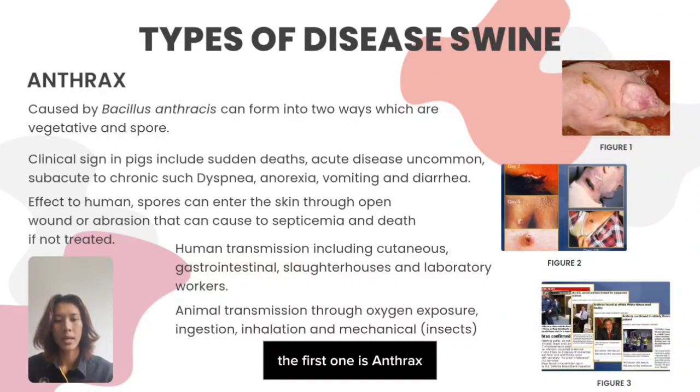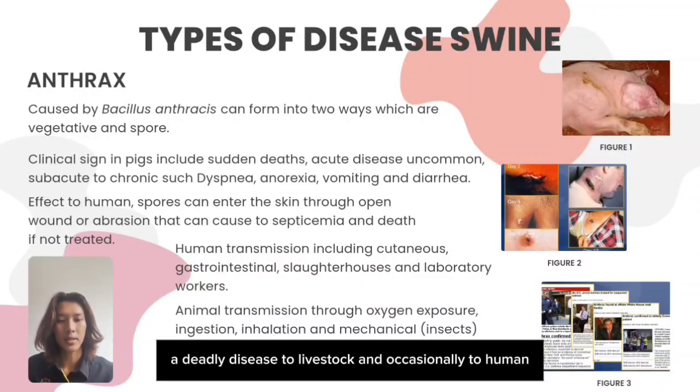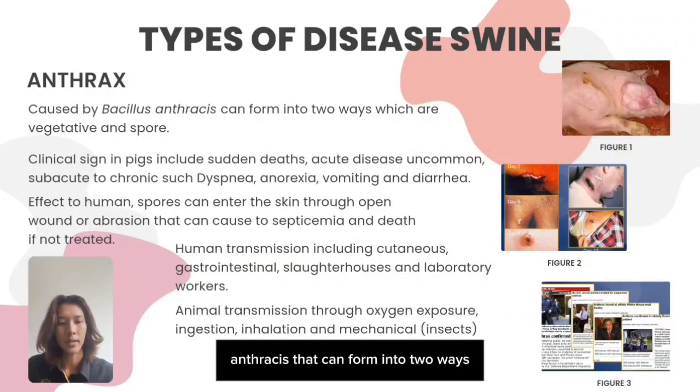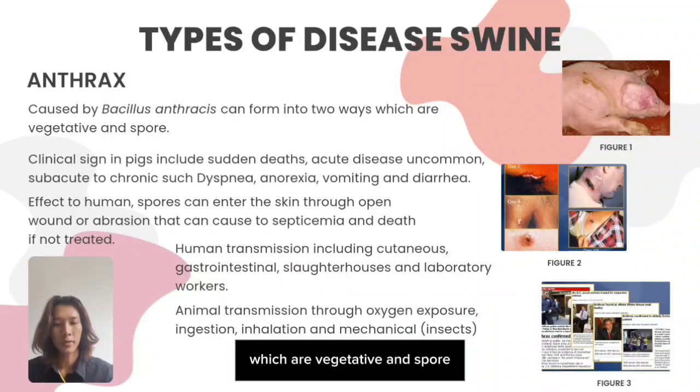The first one is anthrax, a deadly disease to livestock and occasionally to humans. Anthrax is caused by the bacteria named Bacillus anthracis that can form in two ways, which are vegetative and spore.